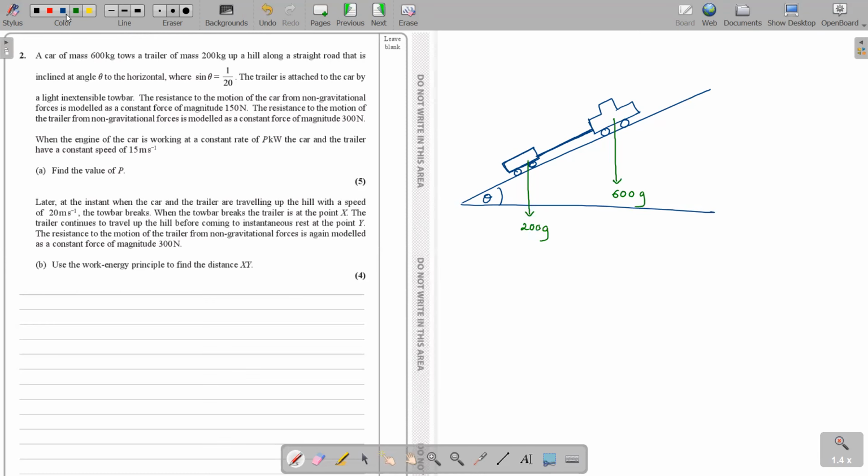Okay, then we are told sin theta is 1 over 20. We could use the triangle and calculate the value of cos theta. Let's just keep it at this right now. The trailer is attached to the car by a light inextensible tow bar. Okay, I have drawn the tow bar.